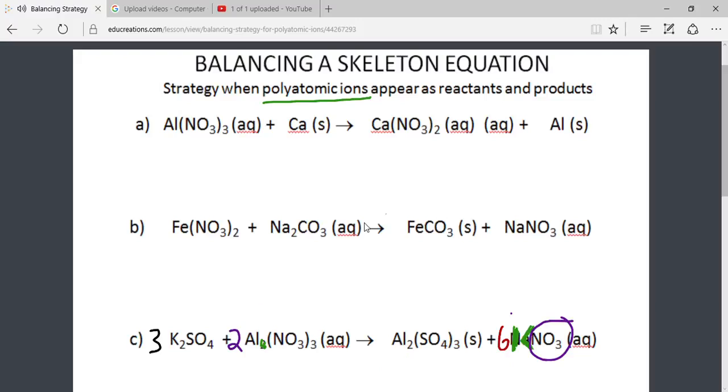We finished balancing with coefficients of 3 and 2 on the reactant side, and 1 and 6 on the product side.